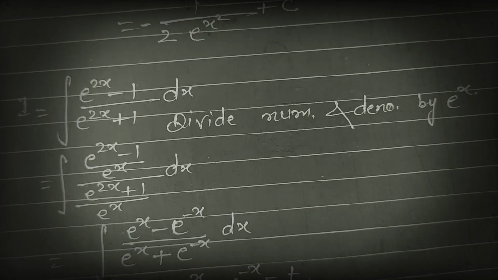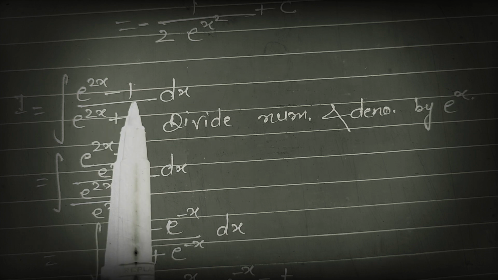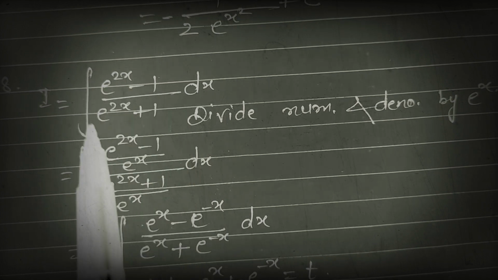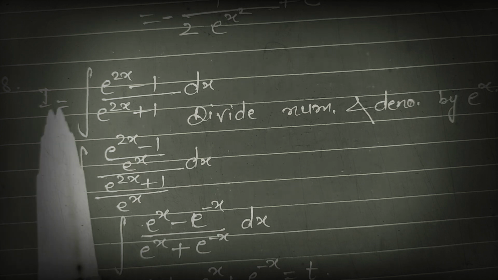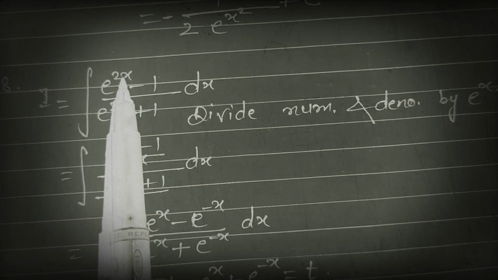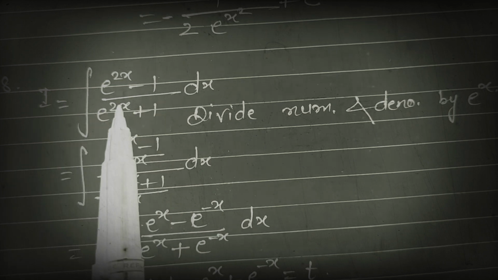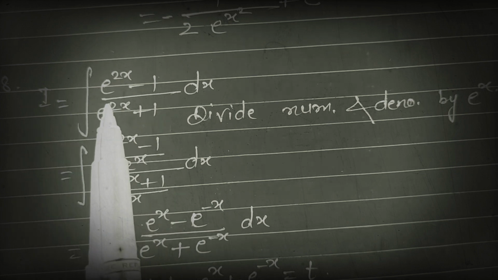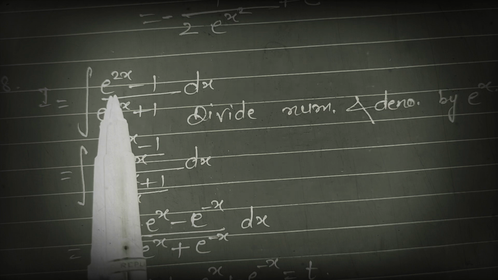Now come to the 18th question. Find the integration of e raised to power 2x minus 1 upon e raised to power 2x plus 1 dx. When we have this type, e raised to power mx minus 1 upon e raised to power mx plus 1, if the power is 2x, then divide the numerator and denominator by e raised to power half of 2x, that is x.